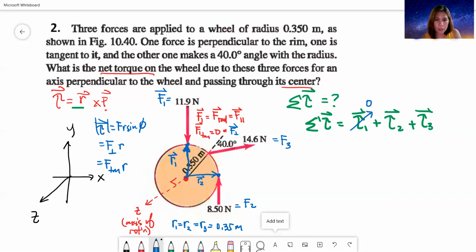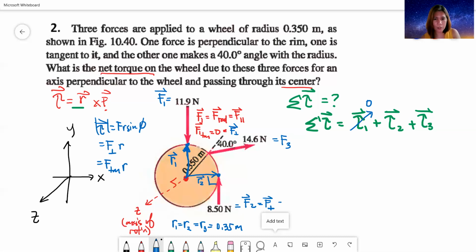So, we can see here that F2 is really making a 90-degree angle with R2. So, that's maximum torque. So, we can say also that as a vector, itong si F2, entirely, the 8.50, everything is perpendicular to R.